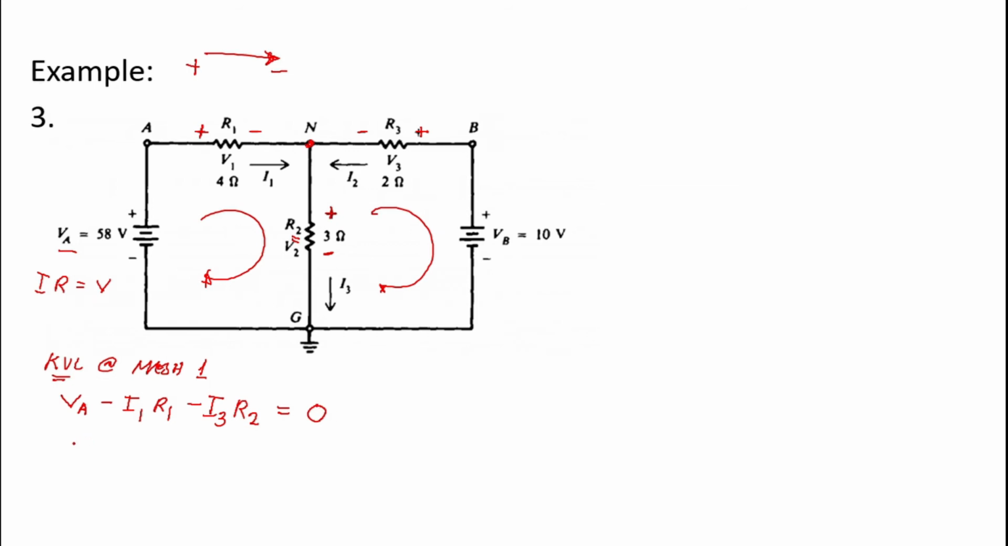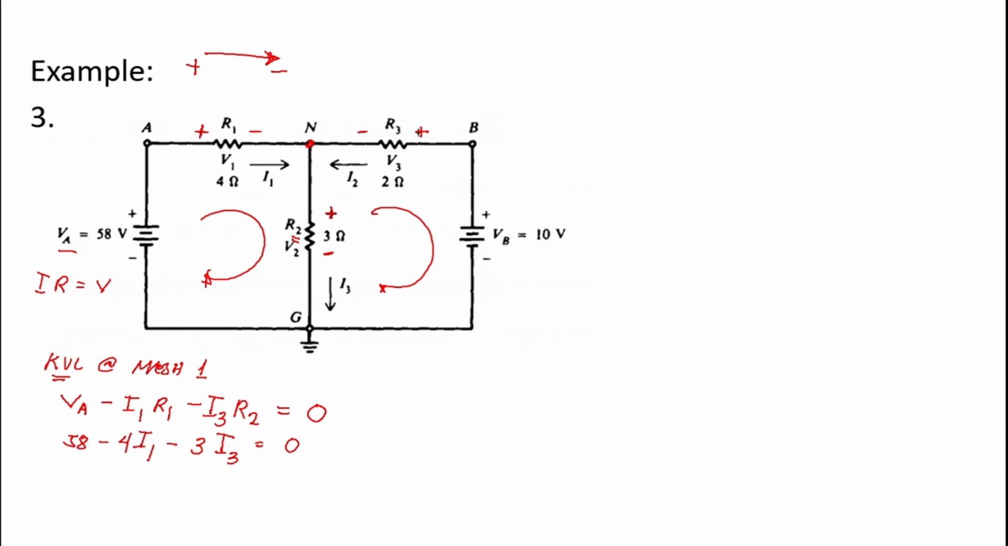Voltage A is equals to 58. Minus, wala kang value ni current 1 kasi yun ang hinahanap natin. So, meron kang value ni R1 which is equals to 4 ohms. So, ilalagay mo dyan 4I1 minus R2 is equals to 3 ohms, is equals to 3. Ano yung current niya? I3 is equals to 0.